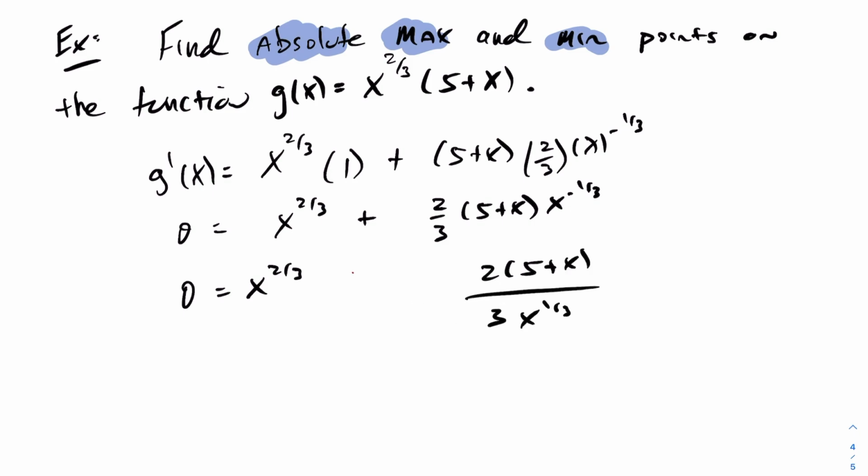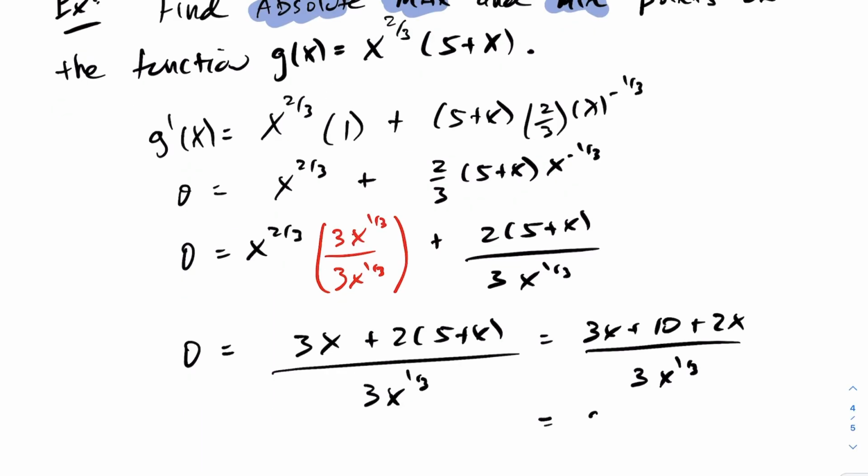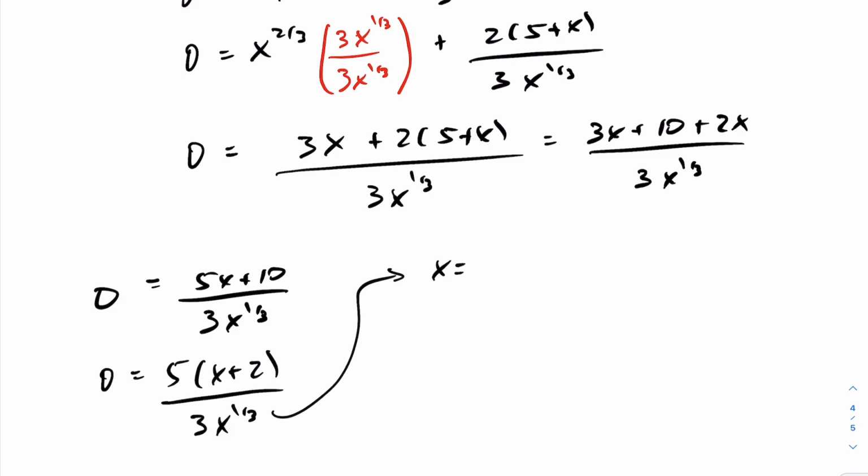Cleaning this up, we get x to the 2/3 plus 2 times (5 plus x) over 3x to the 1/3. Getting a common denominator, multiply top and bottom by 3x to the 1/3, in which case we get 0 equals (3x plus 2 times (5 plus x)) over 3x to the 1/3. This becomes (3x plus 10 plus 2x) over 3x to the 1/3, which is (5x plus 10) over 3x to the 1/3. Setting this equal to 0 and factoring out a 5 from the numerator, we find that the one value where your first derivative is 0 is going to be x equals negative 2.